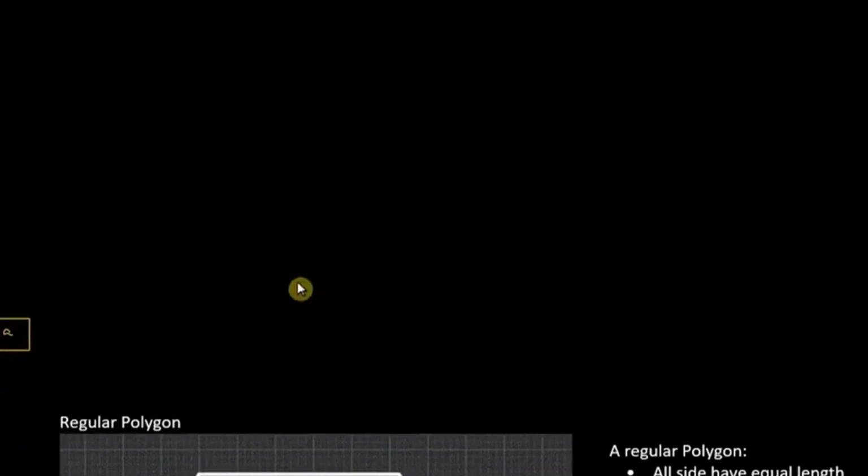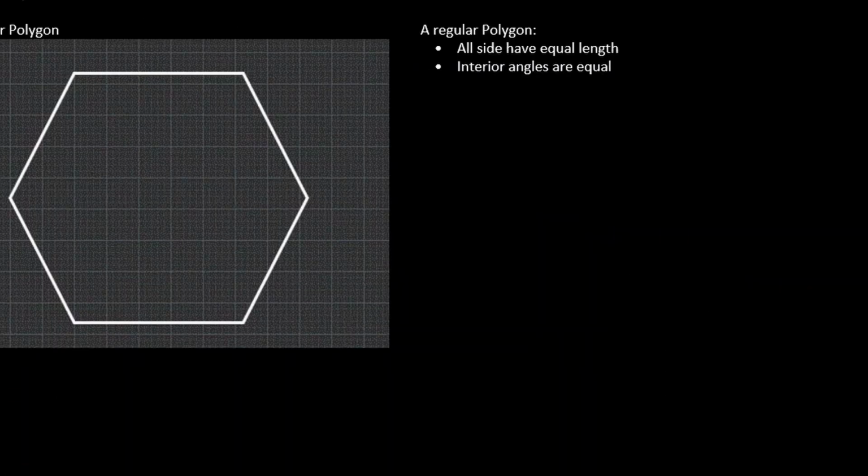Let's have a look at question number 5. So in question 5, we're shown an object with 6 sides, and it is referred to as a regular polygon because all 6 sides are equal.